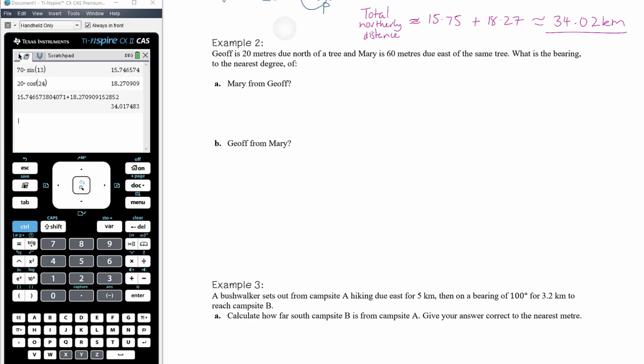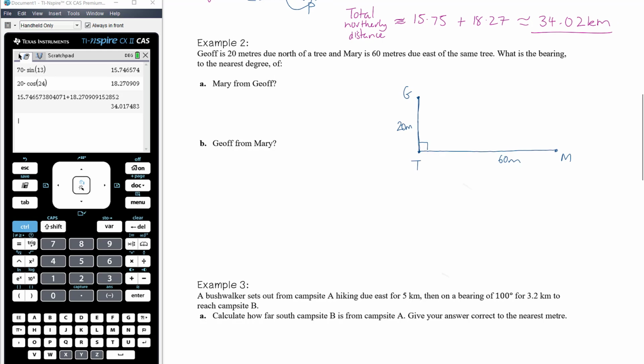Okay, let's be clear about what's happening here. So we have a tree. Let's put the tree here. We've got Jeff, he's 20 metres due north of the tree. So Jeff is up here, and that's 20 metres. Then we've got Mary, she's due east of the tree. That's out here. And she's further away. She's 60 metres away, out this way. The angle between north and east is a right angle, so there's our right angle triangle.